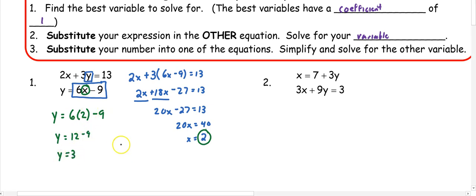Now that we have x and y, we're going to write them as an ordered pair. Remember, it always comes x comma y. So we have 2 comma 3 as our final answer.